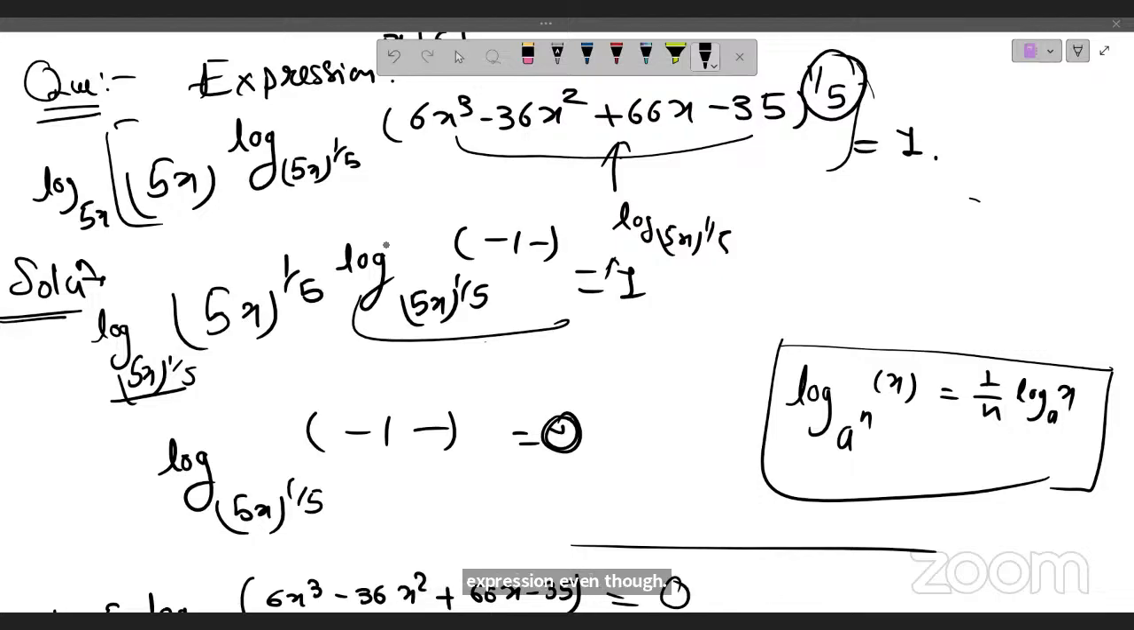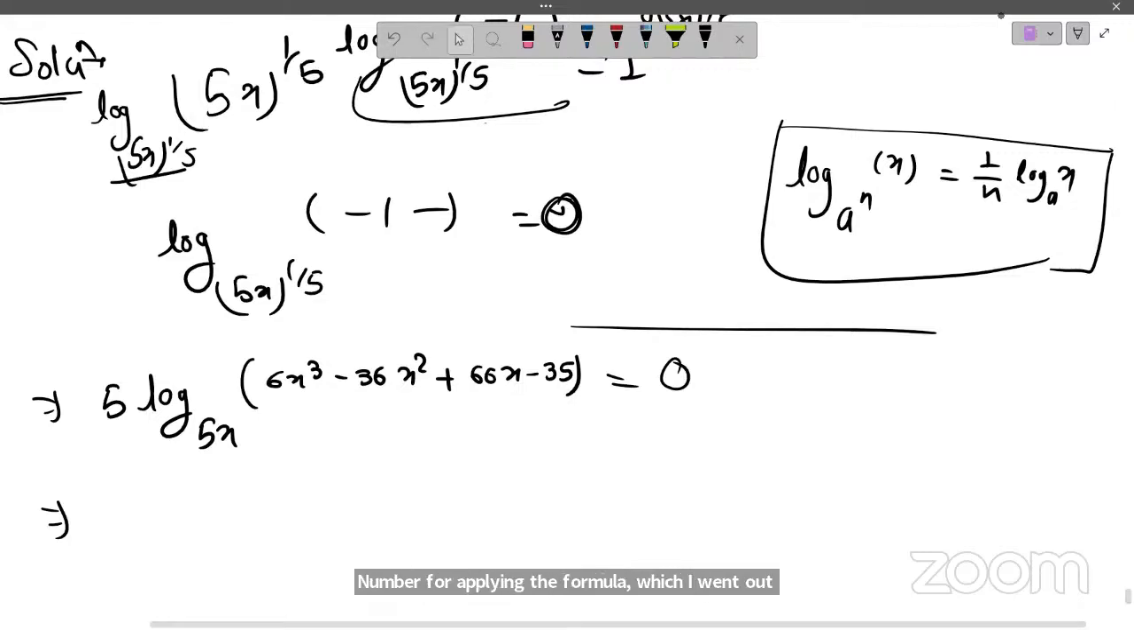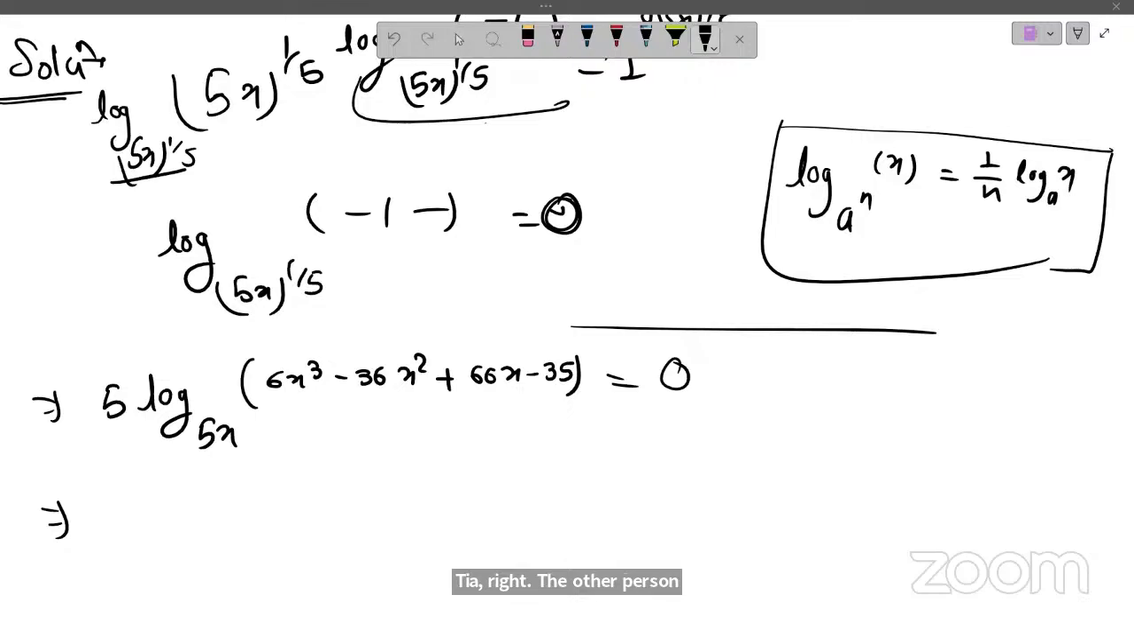What is the doubt here? Ma'am, for applying the formula, I was having a doubt. Now it's clear. Clear, right? Yes, ma'am. That was my doubt, ma'am. Okay, fine.